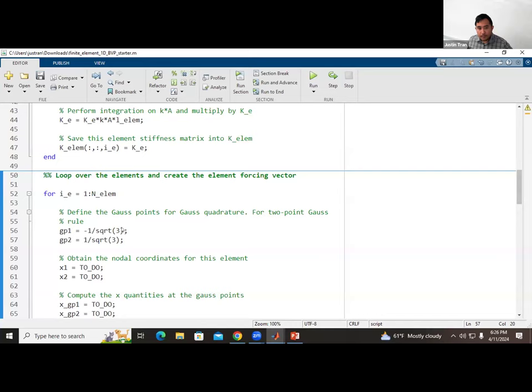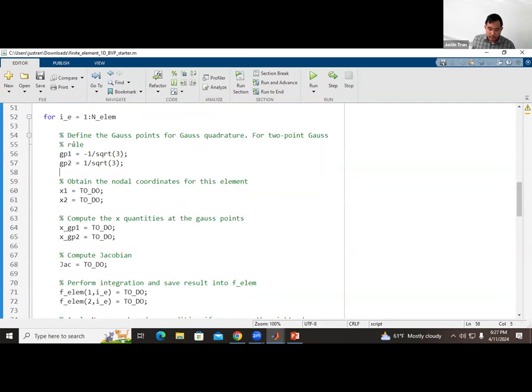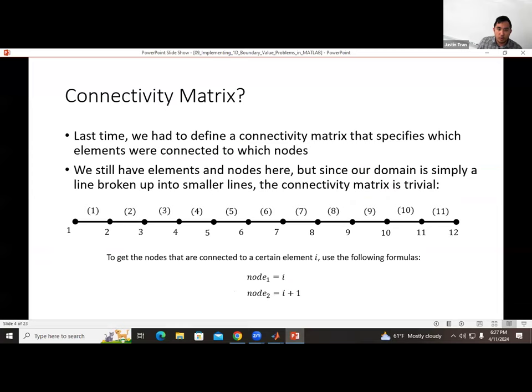Next thing we need to do is input the nodal coordinates for this element. Now remember, every element has different nodal coordinates. So let's go back to this diagram here. We're basically using a loop to construct every single element forcing vector for each element. But every element has different nodes attached to it.